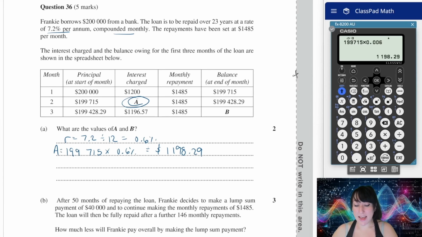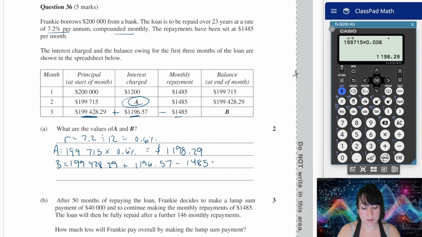Then B is the balance at the end of that last month. So your balance is going to be your original principal at the beginning of the month. We're going to add interest, but then we're going to subtract our repayments. We add that and subtract that. So at the end of that month, we'll owe $199,139.86.